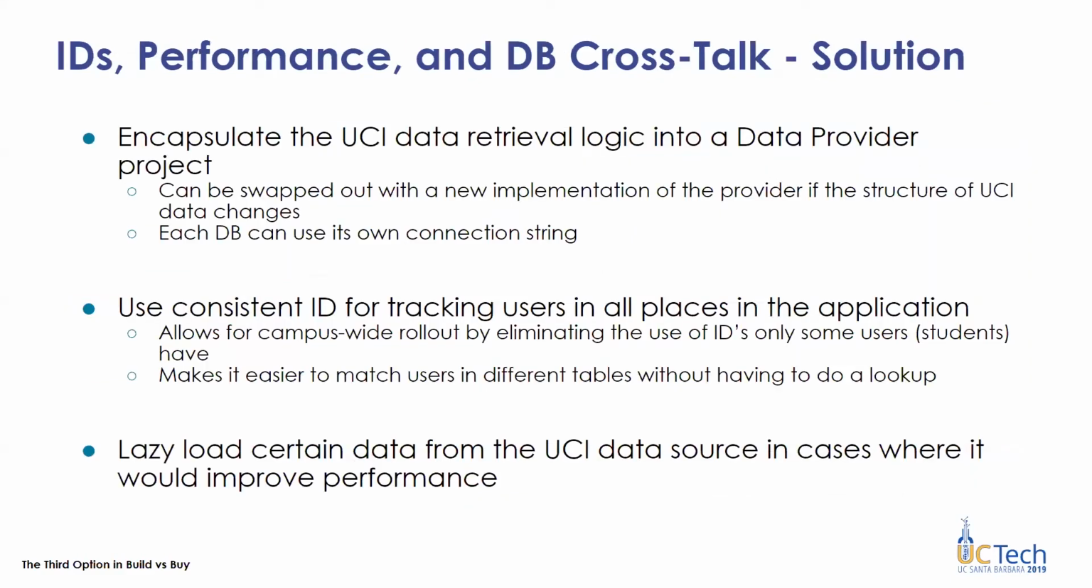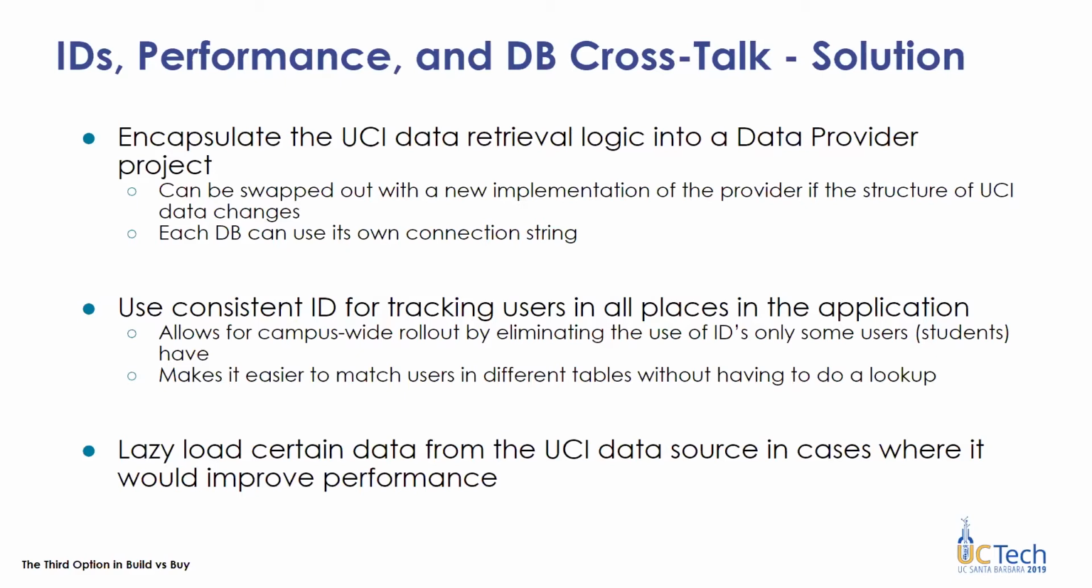So what did we do? Well, the first thing we did was we encapsulated the UCI data retrieval logic into a data provider project. So I have a graphic that'll show that, but basically, if everything goes through a data provider, we can write an interface for that data provider, and then if the schema for our UCI data changes, we just re-implement that one data provider, and the rest should just work, rather than having to go in and modify all of those stored procedures in that diagram. So that's what this is, can be swapped out with a new implementation. And then each database can use its own connection string, which was a nice bonus.